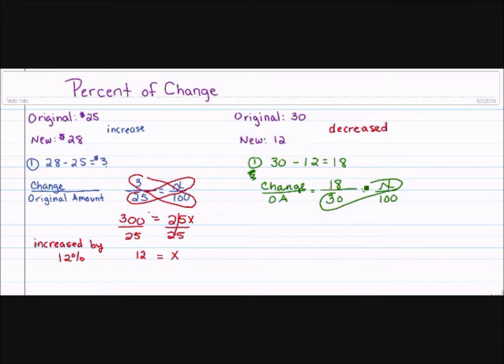And then we butterfly, which gives us 30x equals 18 times 100 is 1800. Divide by 30. And x equals 3 goes into 18, 6, and then add my 0. I canceled that out. It's just a shorter way of dividing. Since x equals 60, the amount decreased by 60%.